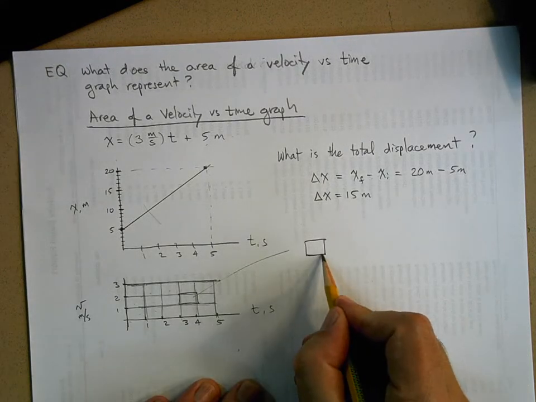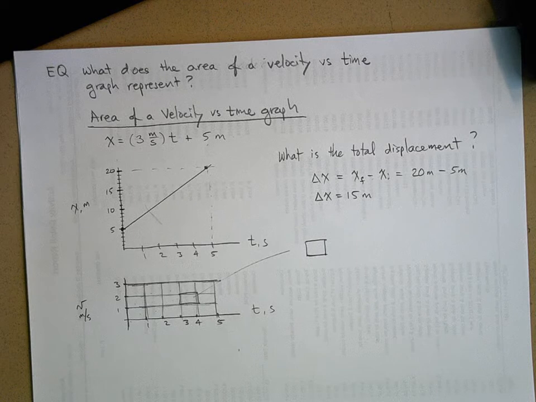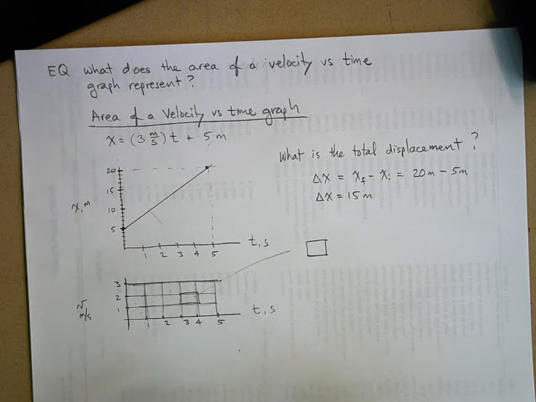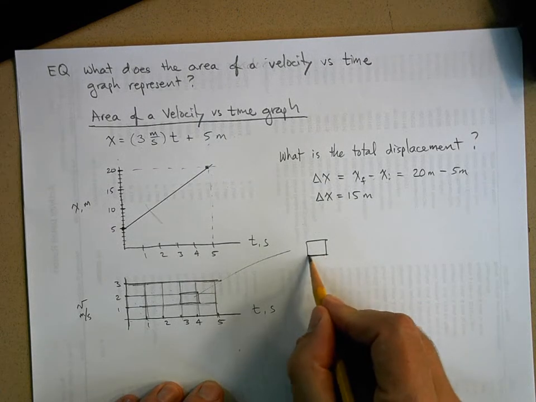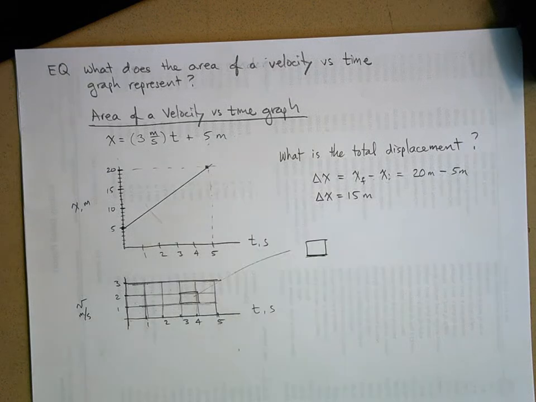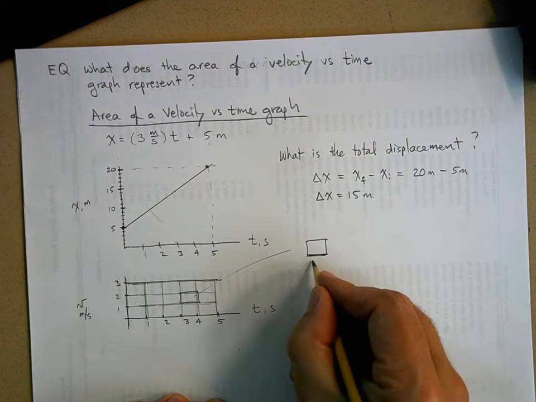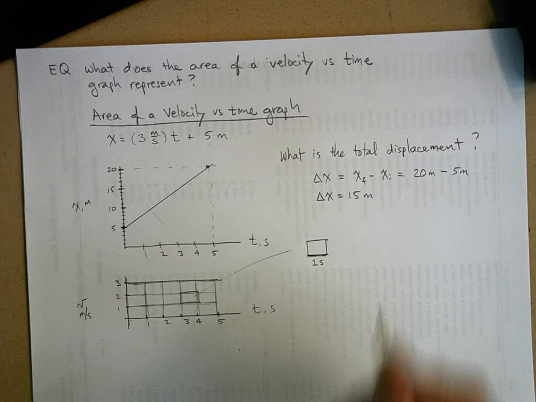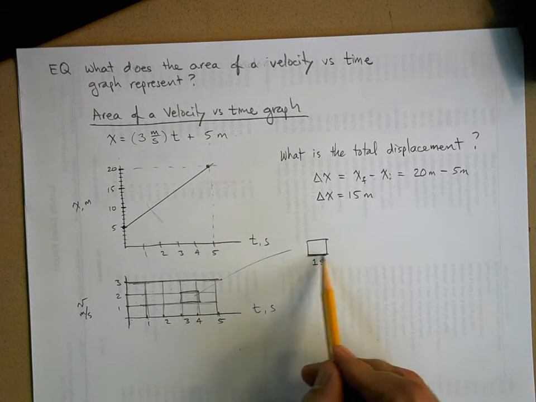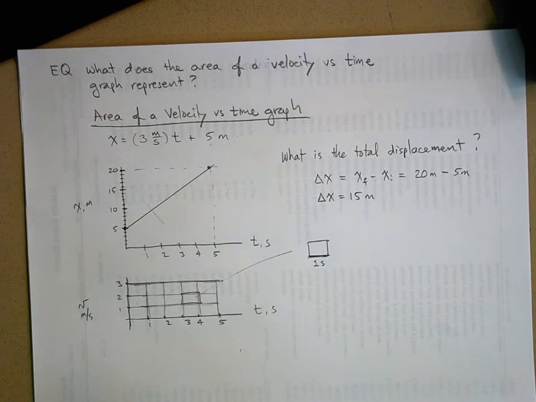Now, how do you find the area of a square? Length times width, right? Well, look at this. What is the length of this square? 1 second. Wait a minute. A second isn't a length. It's not 1 meter either. It is 1 second. Okay, here's my point. I'm trying to confuse you.